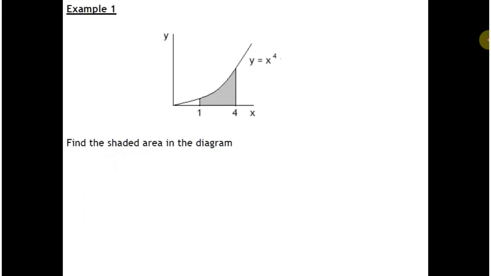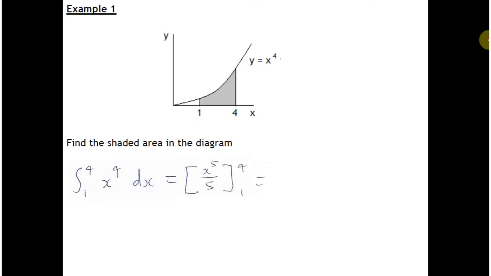In this case, we want to find the shaded area in the diagram, the area under y equals x to the power 4 between x equals 1 and x equals 4. So we need to identify the correct integral. The correct integral is the integral between 1 and 4 of x to the 4 dx.